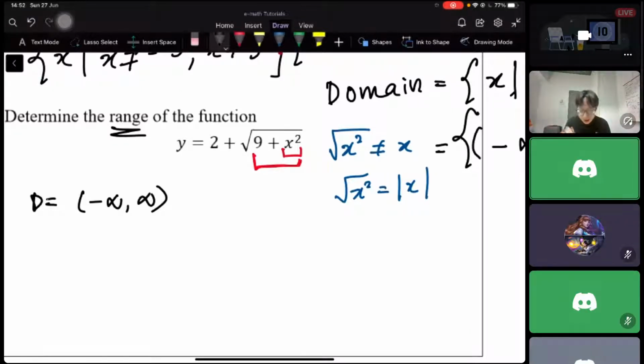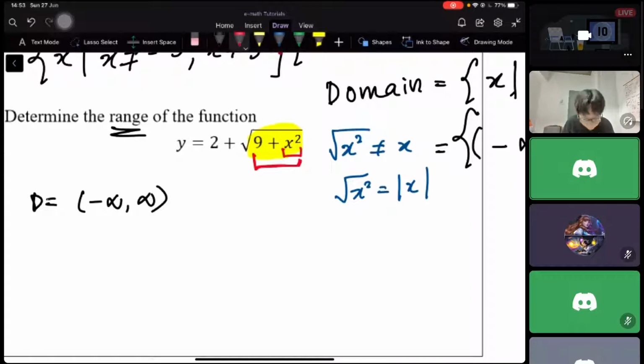Okay, what is the minimum? What is the minimum of this piece here? Because only this piece will have your x, right? If you put in negative infinity, you'll get 9 plus infinity square, which is still infinity. Infinity you square root, still infinity. So if you put in negative infinity, you'll get infinity for y. And if you put in positive infinity, it will also be the same thing, right? So what is the minimum of this piece?